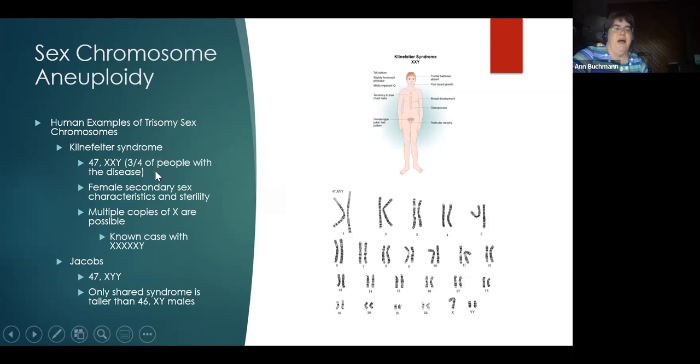People that are XXY will have sterility. They won't have normal ability to sexually reproduce, but they will have male genitalia. So physically they look like males and they're considered to be males. But as they develop into adulthood in teenage years, they will develop some secondary characteristics that are more characteristic of females. So you may end up with breast development, for example. So you'll get some characteristics that are associated with females. You can have multiple X's in this case. People with Klinefelters also tend to be a little bit mentally retarded.